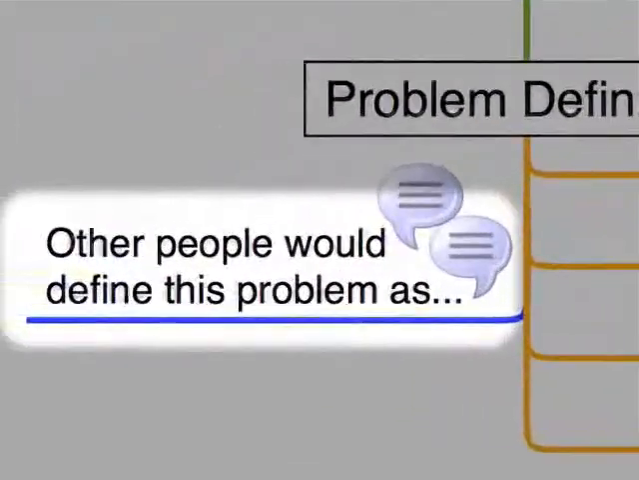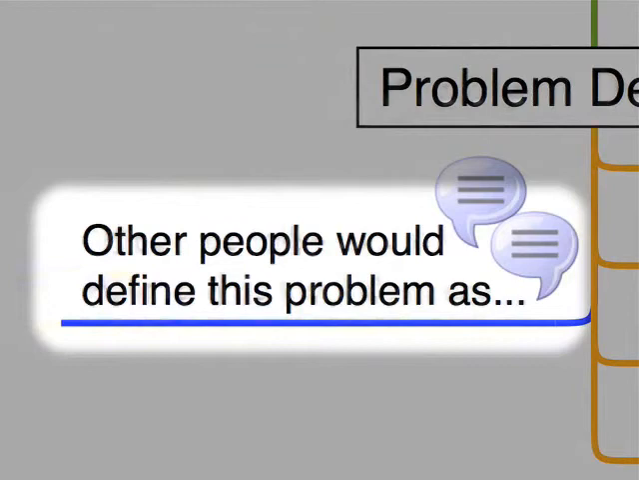The next step is to think of the problem from the point of view of others. In this case, how would your salespeople define the problem? How would your management define the problem? How would your marketing staff define the problem? How would your customers define the problem? How would your prospects define the problem? How would people looking for the product but not knowing that you sold it define the problem? How would people who have a problem that this product would solve, who don't know about the product, define the problem?